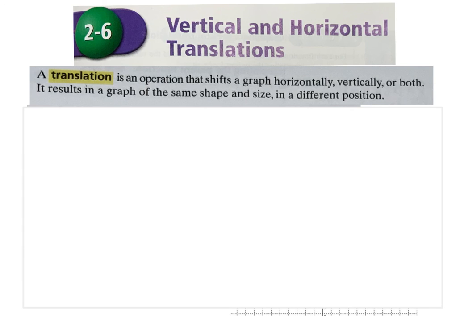Vertical and horizontal translations. A translation is an operation that shifts a graph horizontally, vertically, or both. It results in a graph of the same shape and size in different positions. And so they have what's called parent functions.